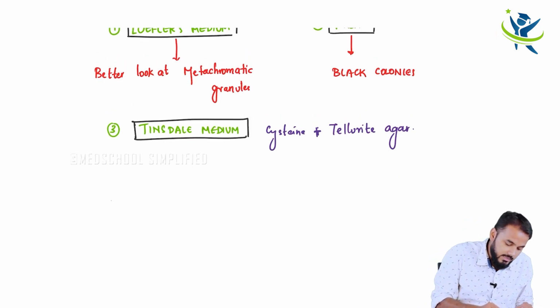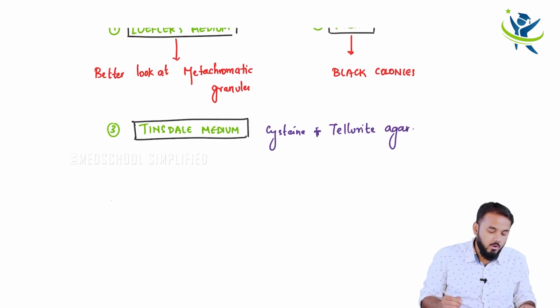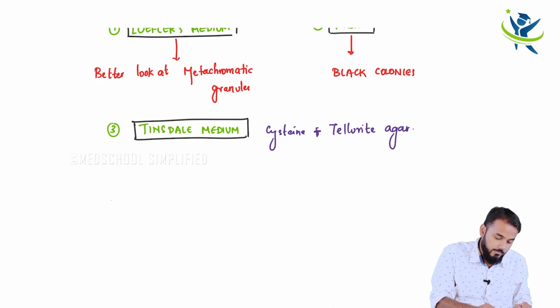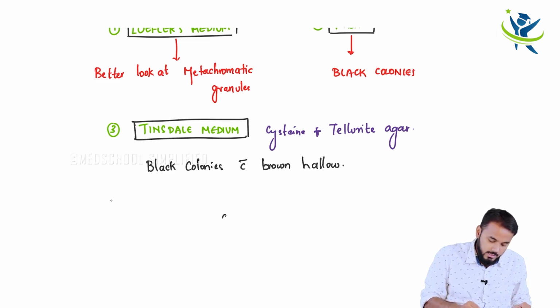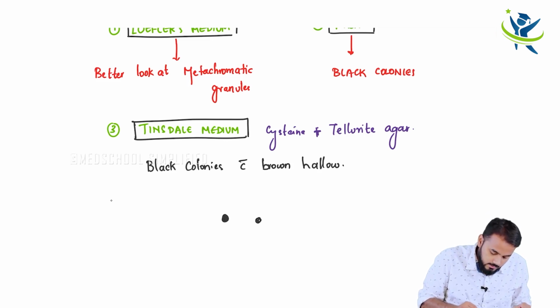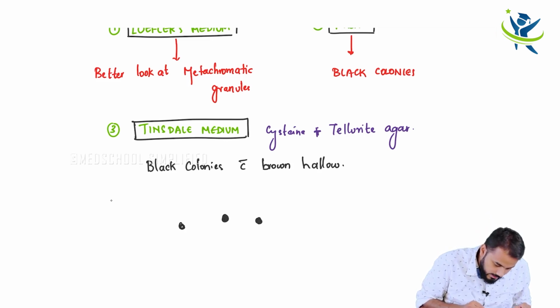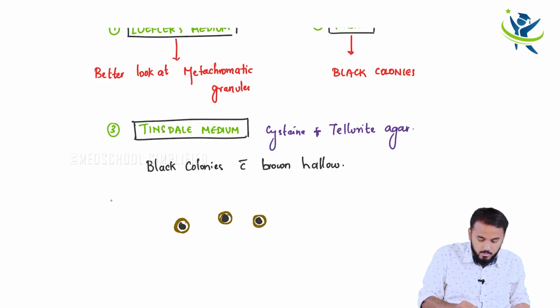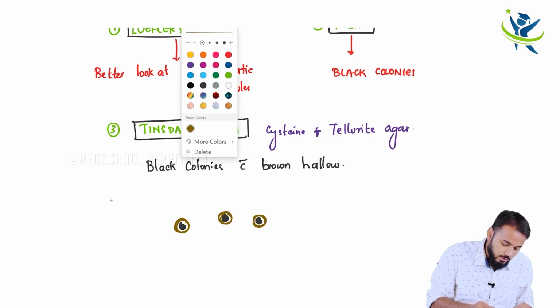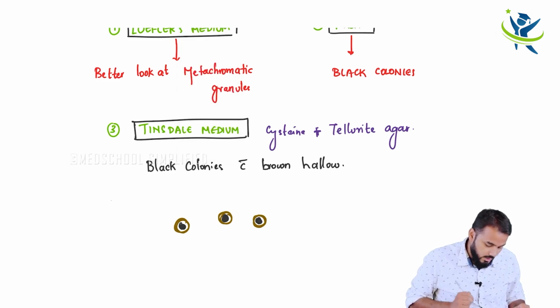In Tinsdale medium, what will I see? I see black colonies with brown halo. Black colonies with brown halo in the sense, there will be a black colony in the center like this. Surrounding this black colony, I will find a brown color surrounding like this, a brown halo. So black colony with a brown halo, you basically see this in case of what?